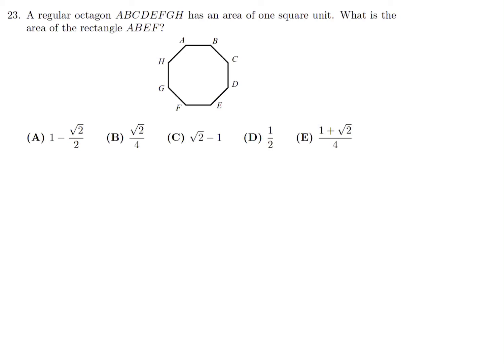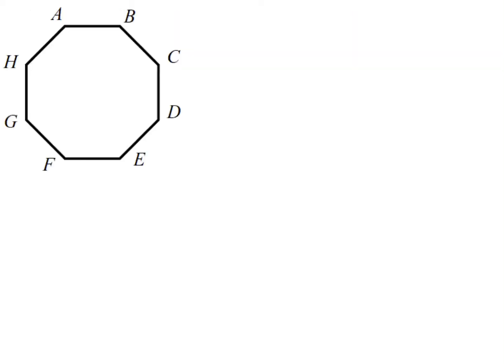A regular octagon has an area of 1 square unit. What is the area of the rectangle ABEF? So this entire shape has an area of 1. They've told you that in the question. Area total is 1. And we want to figure out the area of this rectangle right here, ABEF. So I'll have to draw little parallels there. That guy. All right, so we will have to do some labeling first.